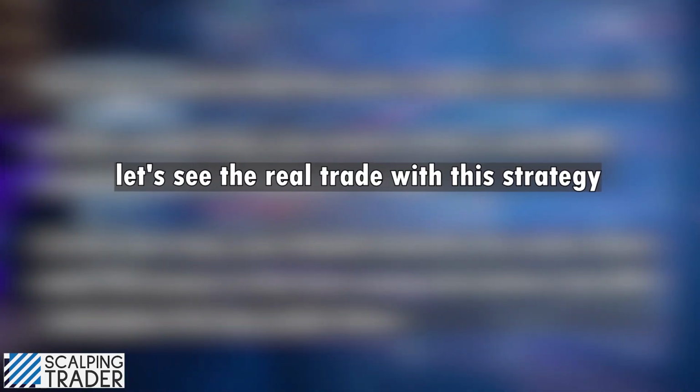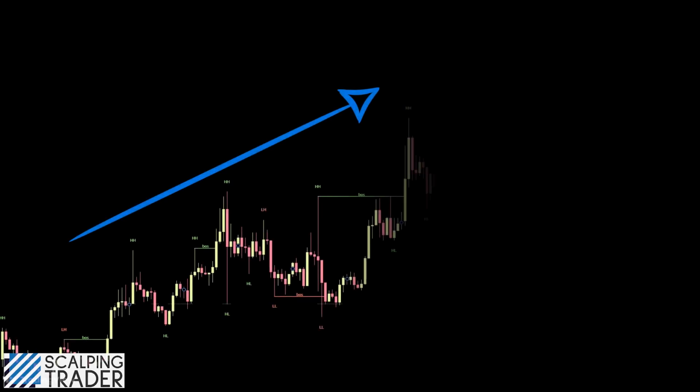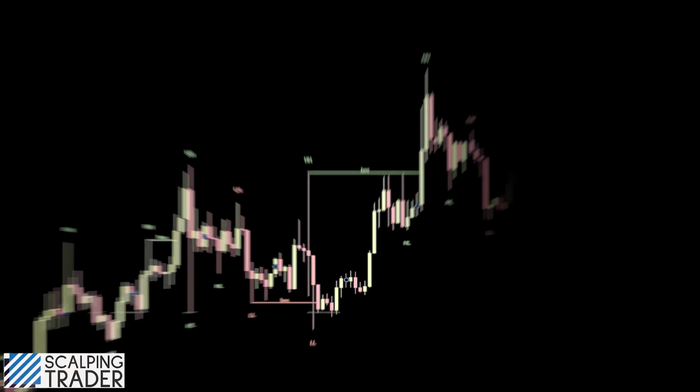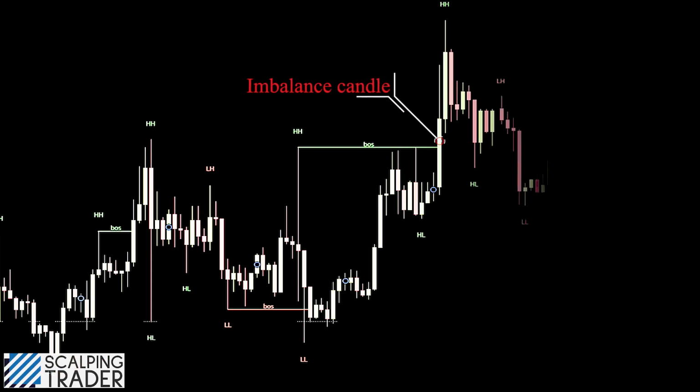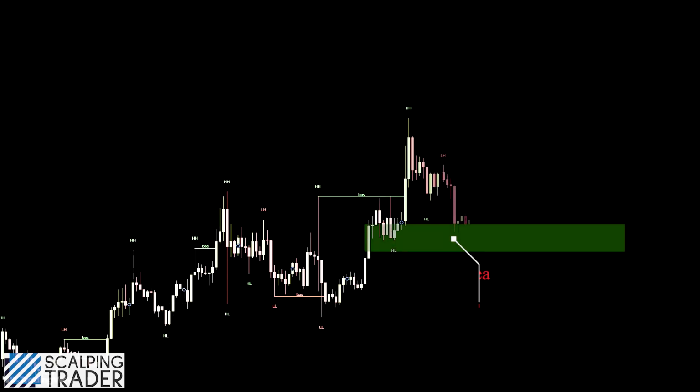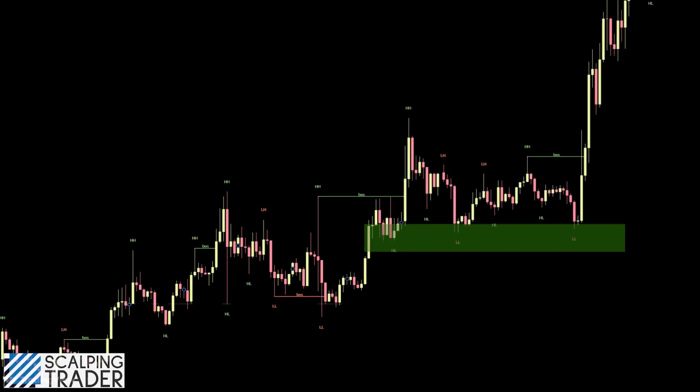Let's see the real trade with this strategy. As you can see, this chart is an upward trend. So, we should look for an imbalance candle that has formed a BOS. Here we have an imbalance candle that has formed a BOS. Accordingly, we must identify a valid demand area in the last swing low. This demand area, which is also valid, includes the order block and FVG zones, so we can place the buy order here and consider the stop loss below it. As you can see, the price reacted to this zone and after supporting, it went up.